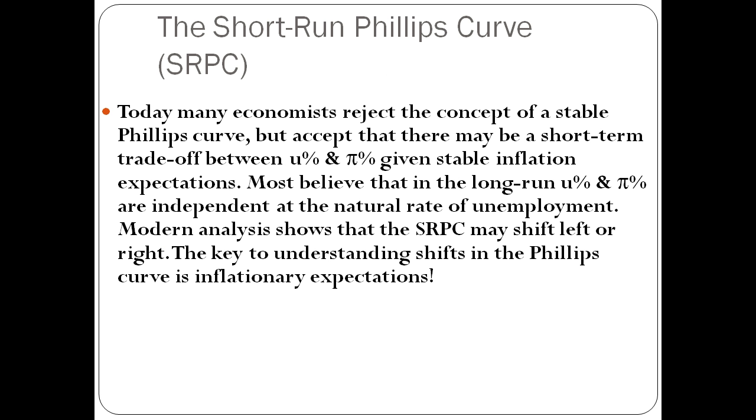All right, now let's talk about the short-run Phillips curve. Today, many economists reject the concept of a stable Phillips curve, but accept that there may be a short-term trade-off between unemployment and inflation, given stable inflation expectations, and therefore stable wages. Most believe that in the long run, unemployment and inflation are independent at the natural rate of unemployment. Market analysis shows that the short-run Phillips curve can shift left or right, and the key to understanding that is inflationary expectations.